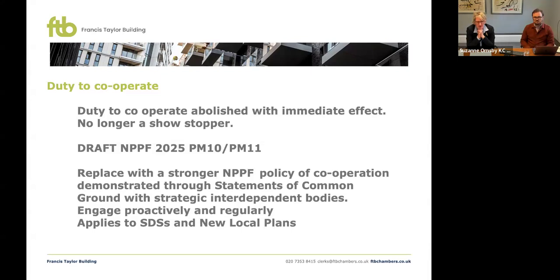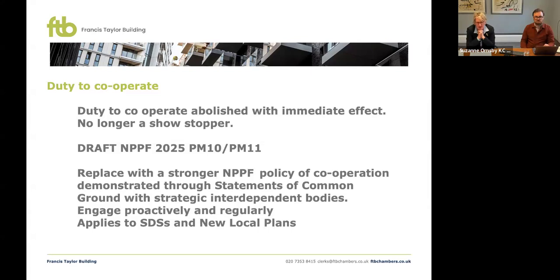And presently, the policies that govern that are in the draft NPPF at Plan Making Policies 10 and 11. And this stronger policy of cooperation is intended to be demonstrated through statements of common ground with strategic interdependent bodies. And local authorities are required to engage proactively and regularly in relation with those interdependent bodies. And the policy of cooperation applies both to SDSs and new local plans.